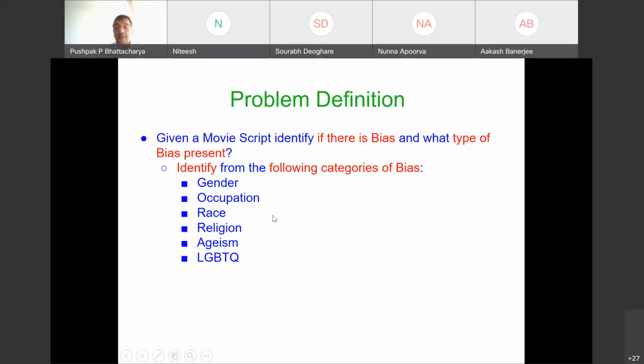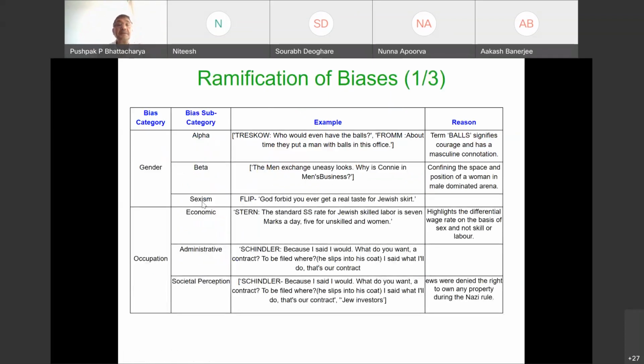Okay. And the situation can be quite complex and fine, because all these biases can have subcategories. So gender can have alpha, beta, and sexism as 3 different categories. So for example, the men exchange uneasy looks. Why is Connie in men's business? Confining the space and position of a woman in male-dominated arena. So if you look at this data, this particular sentence, it smells of bias.